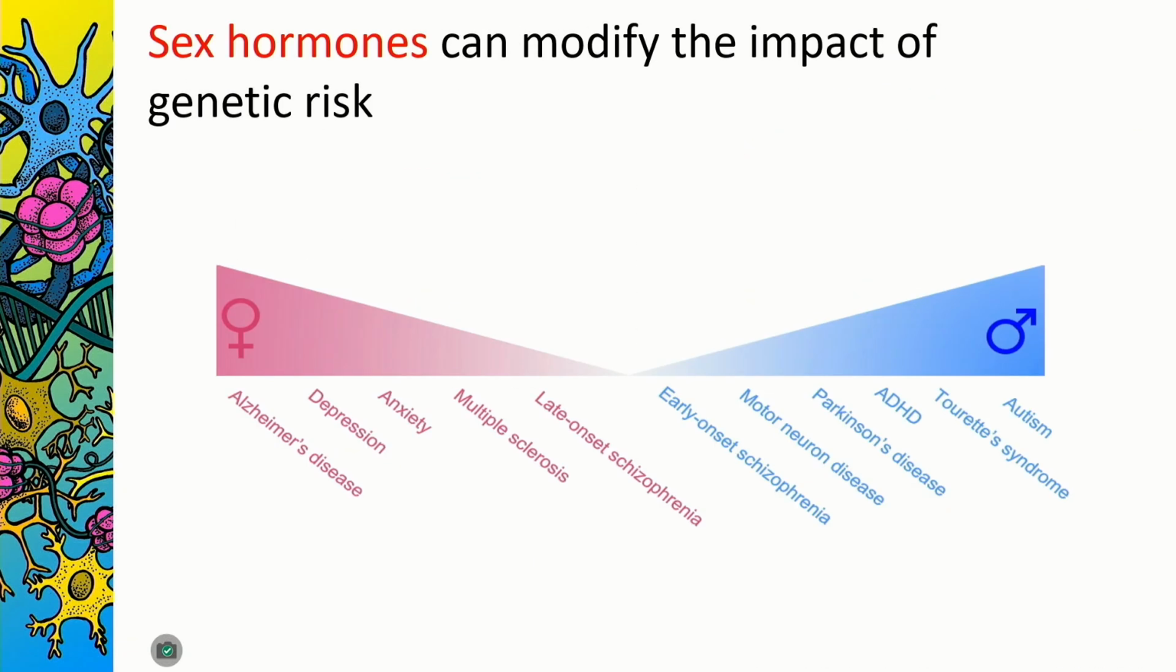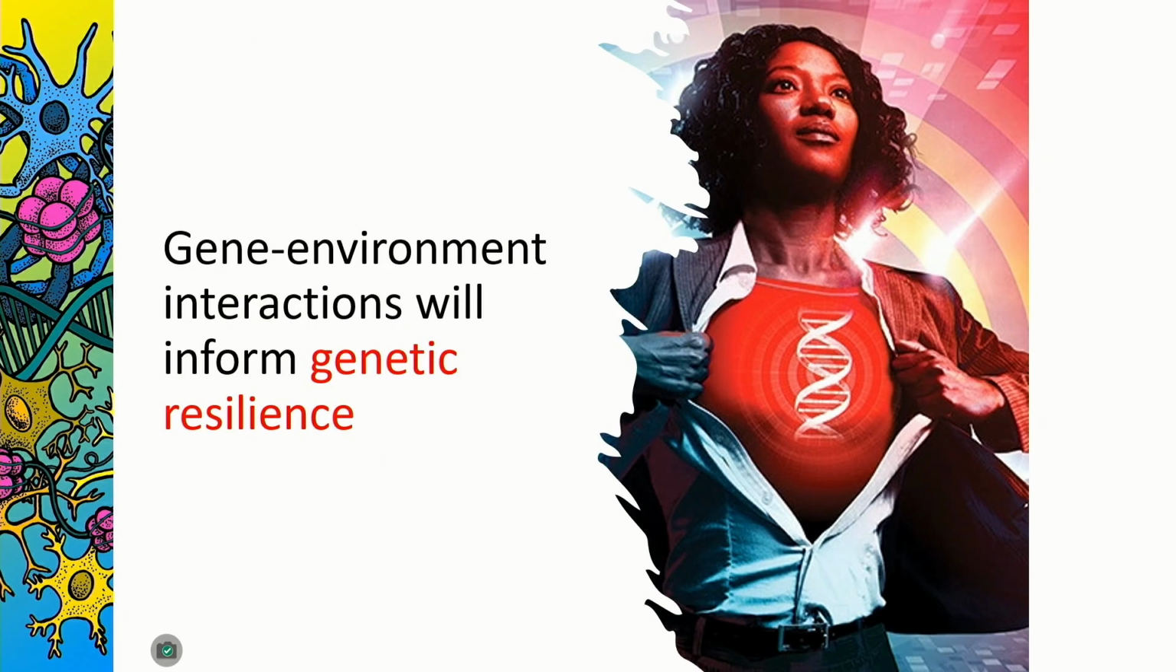So the idea I want to close with is that sex hormones might actually modify the impact of genetic risk, and this might be informative and reflective of the fact that many brain diseases do have strong biases by sex: autism being more common in males, Alzheimer's, depression, and anxiety being more common in females.